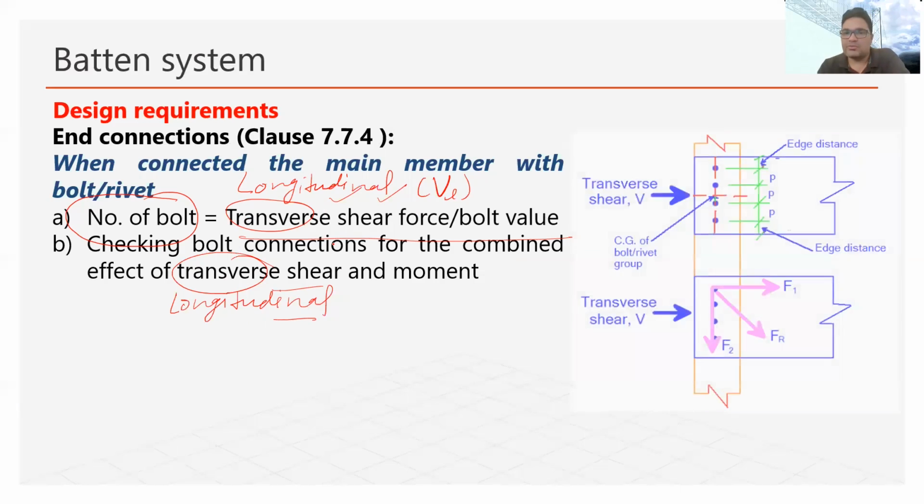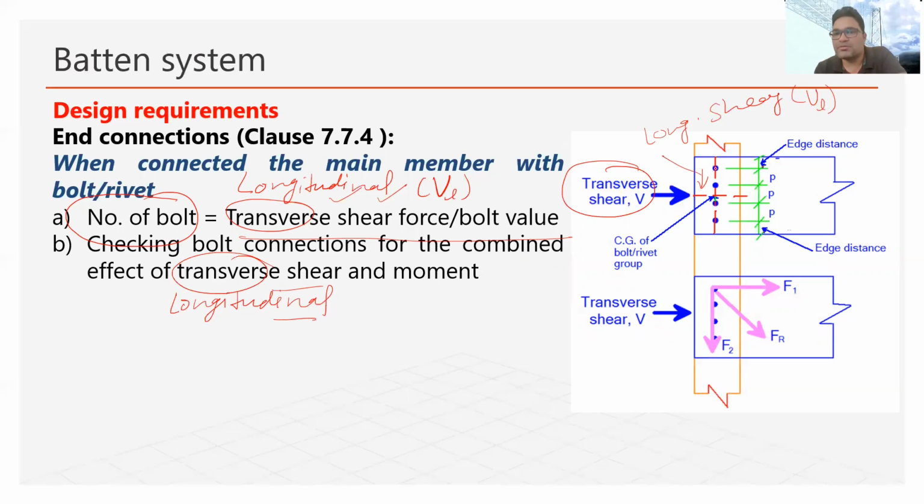Now I will show you that through the diagram also. This is the transverse shear, and because of this transverse shear, the first effect is this one, which is longitudinal shear, which I am representing by VL, and the next effect is because of the moment, this M. So we design our bolt connection to resist this effect and this effect.